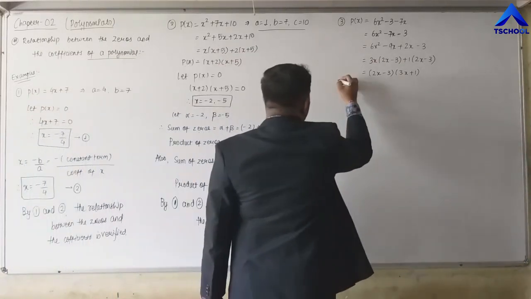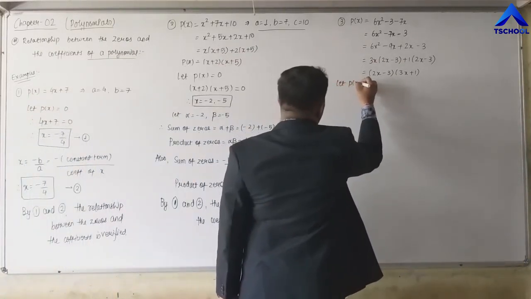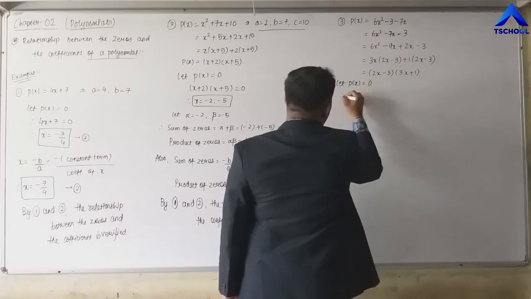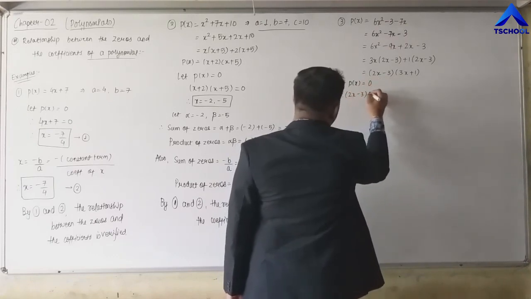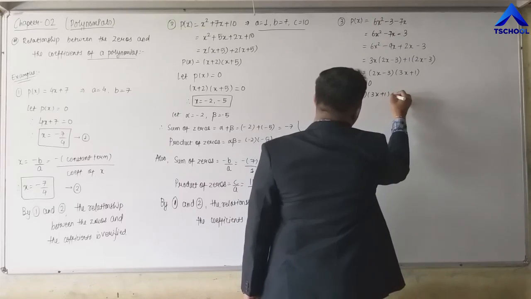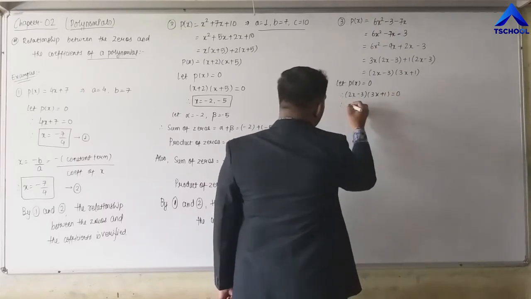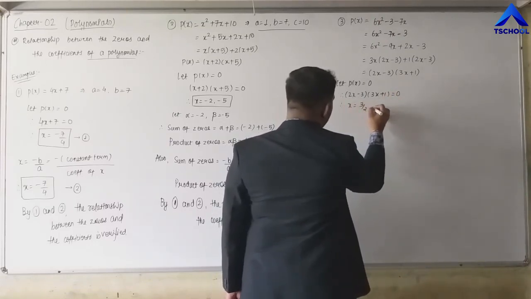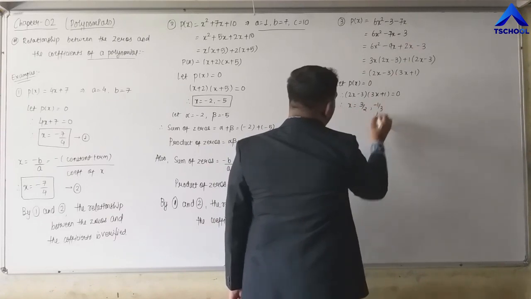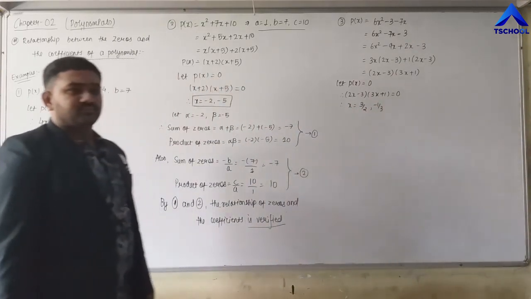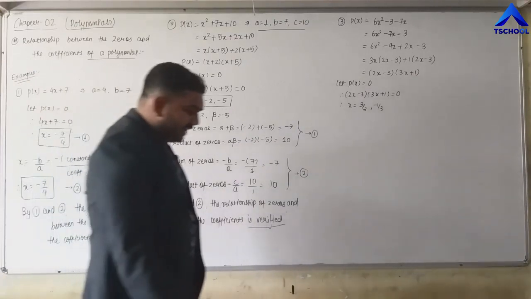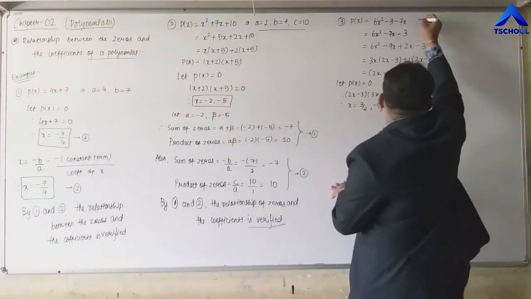Now finding out the zeros. So let p of x equal to 0. Therefore 2x minus 3 into 3x plus 1 equal to 0. Therefore I shall get x equals to 3 by 2 and minus 1 by 3. Right. And one more thing, let me do it here itself, getting the coefficients here.